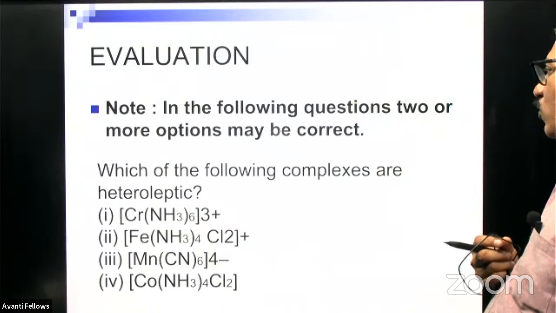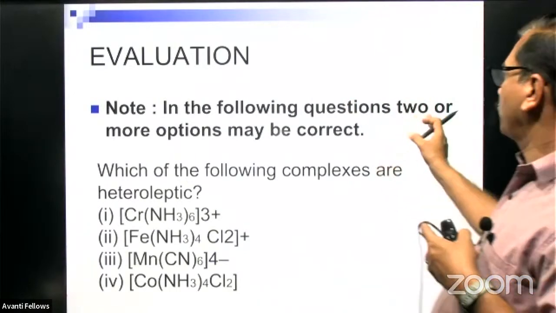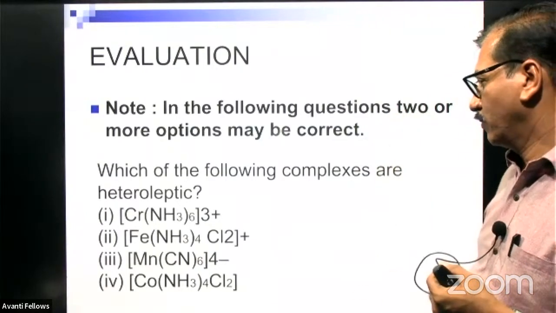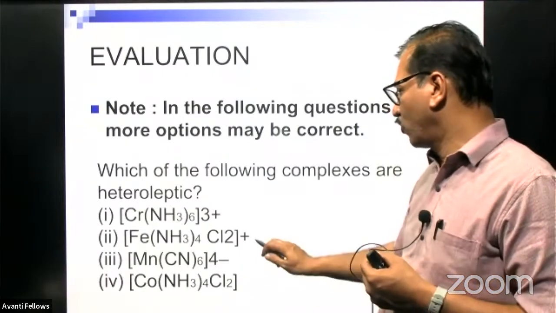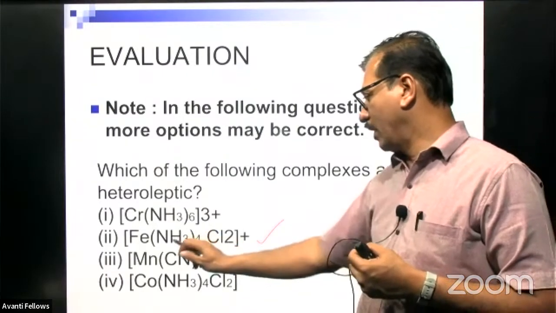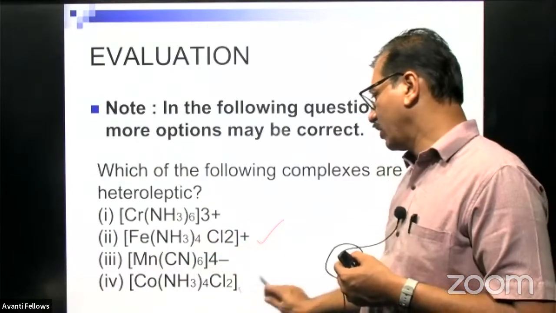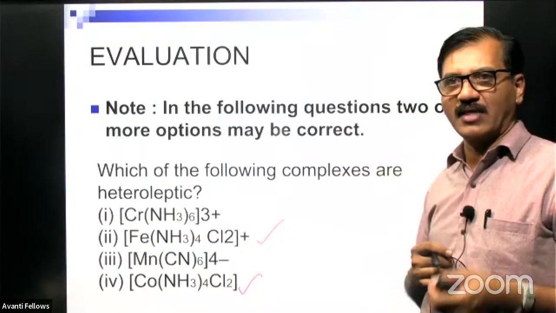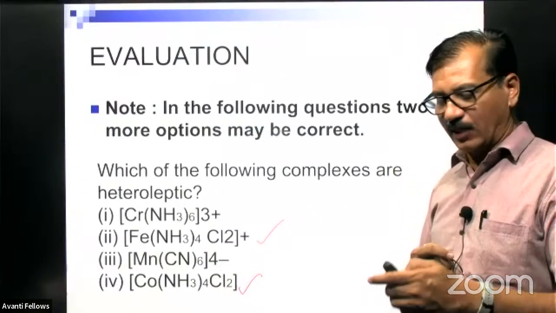Okay, which of the following complexes are heteroleptic? More than one option is correct. Which of them are heteroleptic? If there are 2 types of ligands, then it is heteroleptic. Therefore, this is heteroleptic because NH3 and Cl both are in the square bracket entity. And here also it is a heteroleptic complex. If 2 types of ligands are there along with a metal atom or ion, then it is a heteroleptic complex.